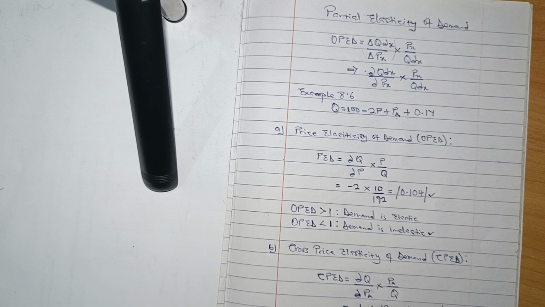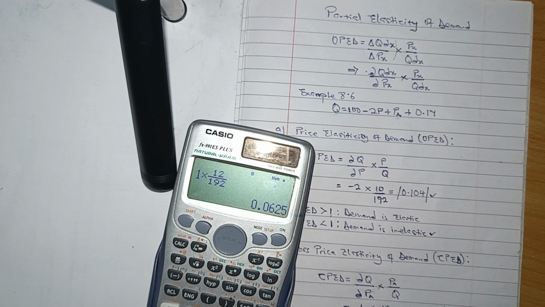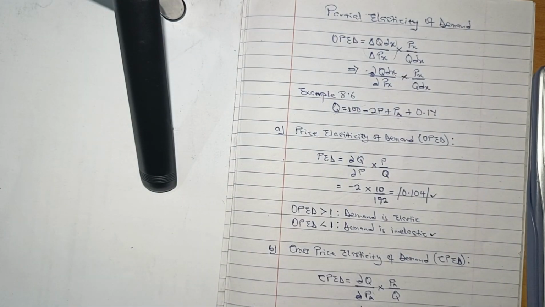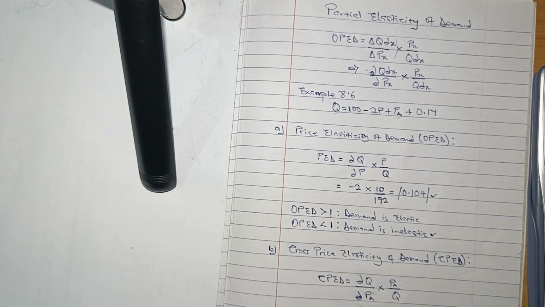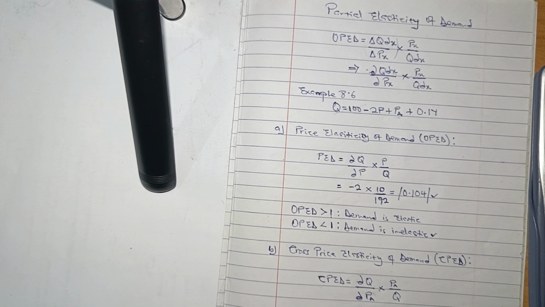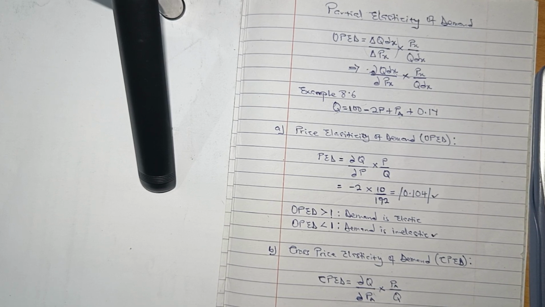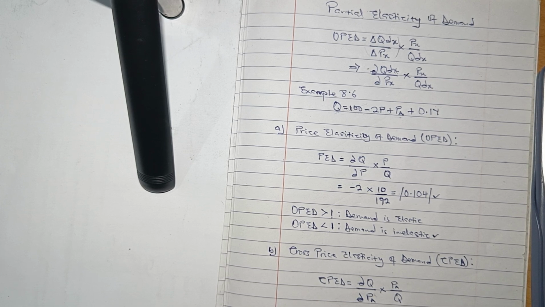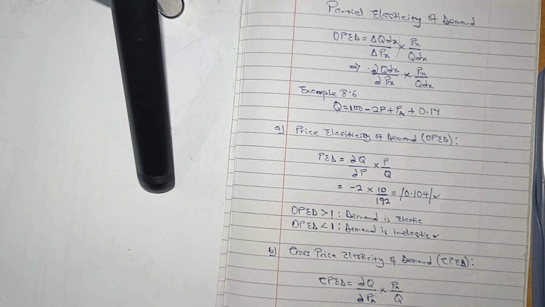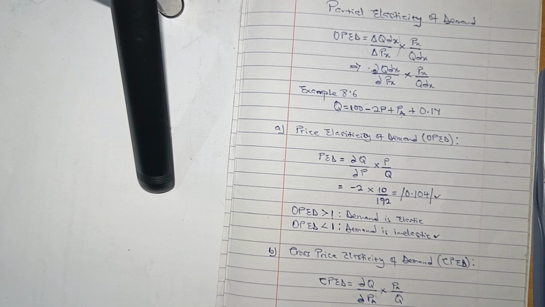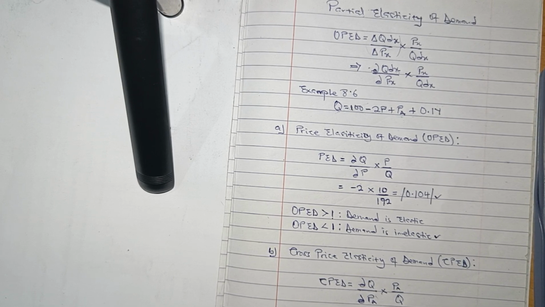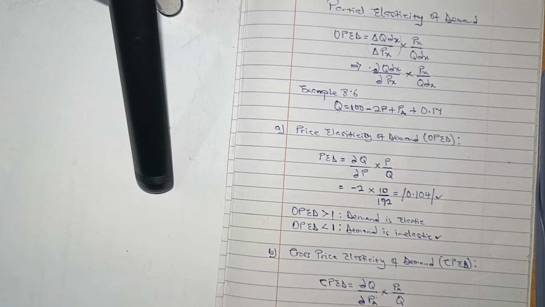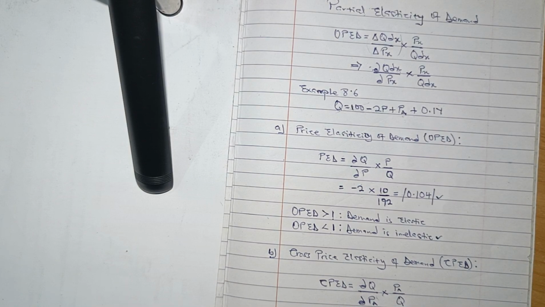Now, when you're doing cross price elasticity and you get a positive value, what it means is that the commodity in question is a substitute good. So take note of it. When you get the answer to be positive, then the commodity in question is a substitute good. When you get it to be negative, then it is a complementary good.